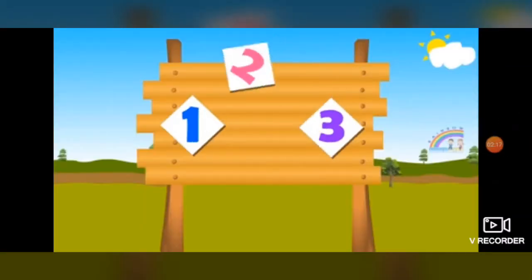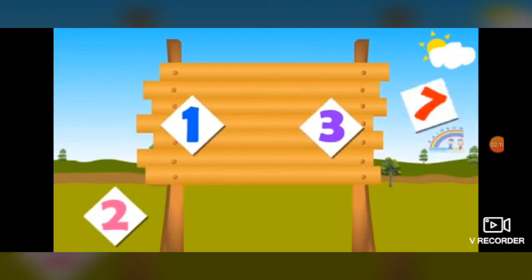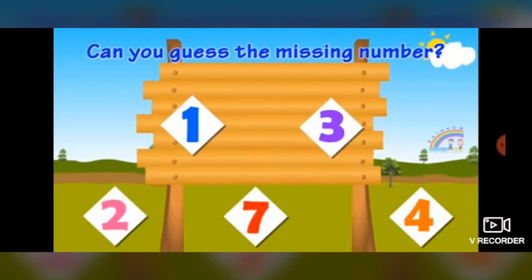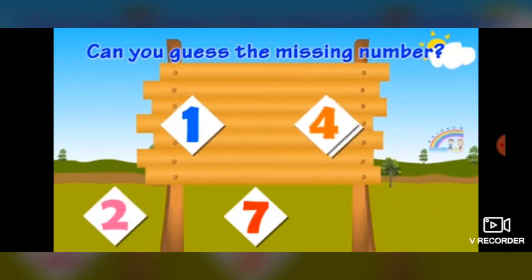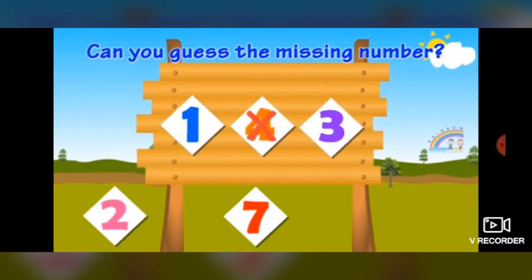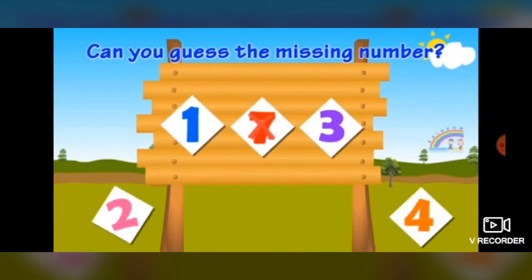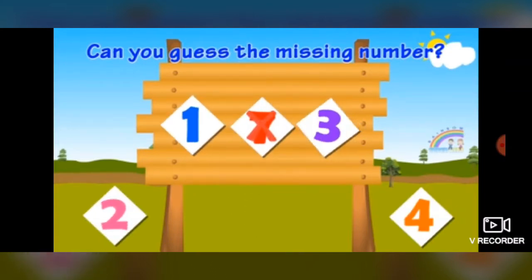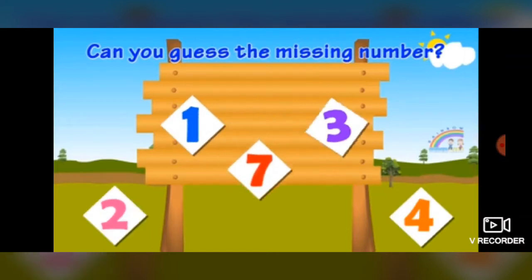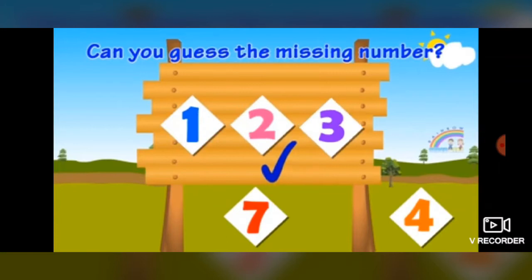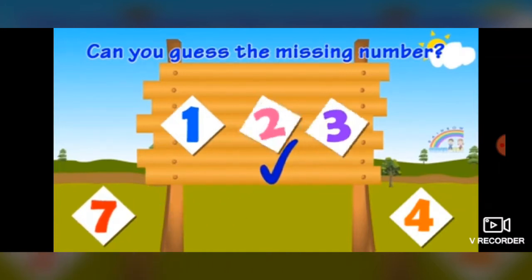Now see 1, 3. 2 is downward. 7 is downward, 4 is downward. Can you guess the missing number between 1 and 3, children? What comes between this? 4? No. So the next one, try again. 7? No, it's wrong. So count forward. What comes after 1? It's number 2. Now your series is complete.